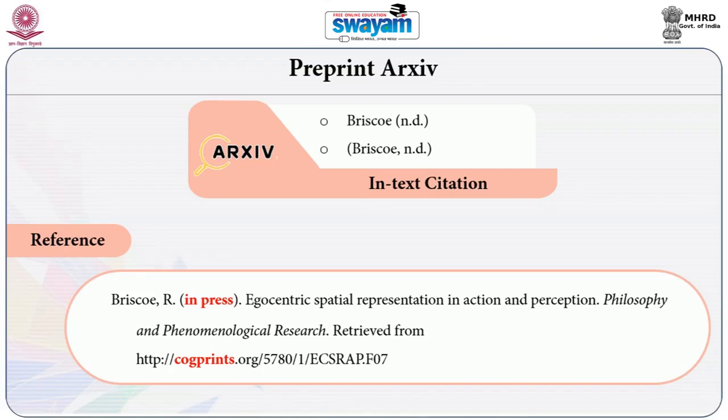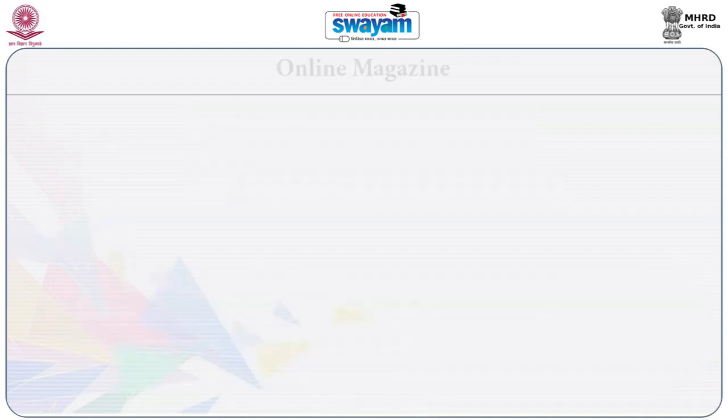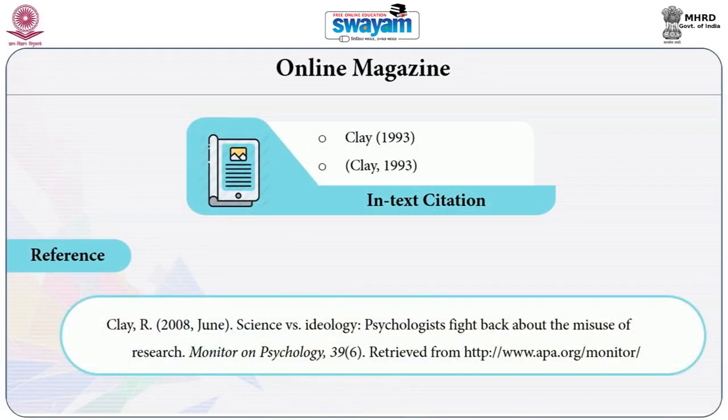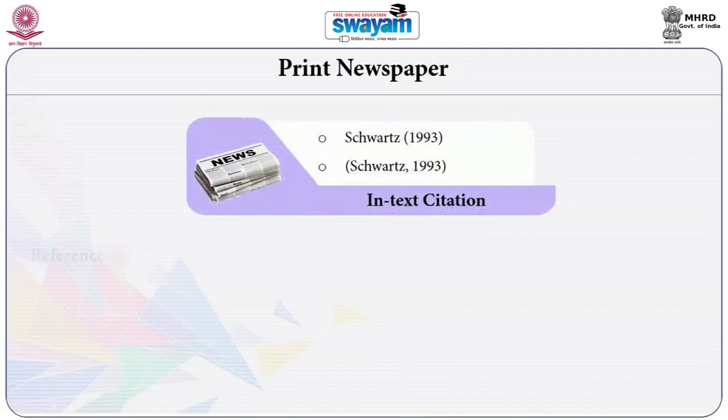Archive is a self-archived repository of electronic preprints before publication. Preprint archive also can be cited and given reference to, saying it's in press and providing the link to the archive. Online magazine example is displayed for your reference.